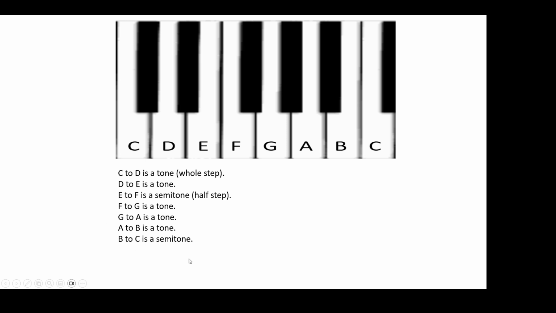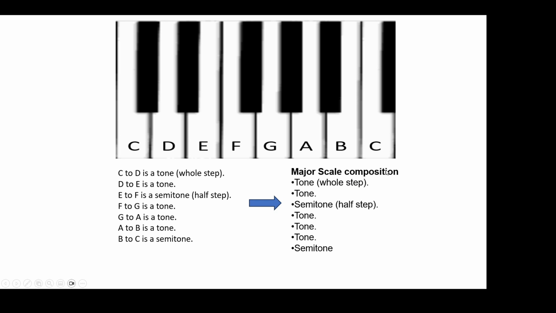With this information, we can conclude that a major scale is composed of a tone, a tone, a semitone, a tone, a tone, a tone, and another semitone. So you can basically use any of these notes and create the scale for any of them. We can do it, for example, for the D.